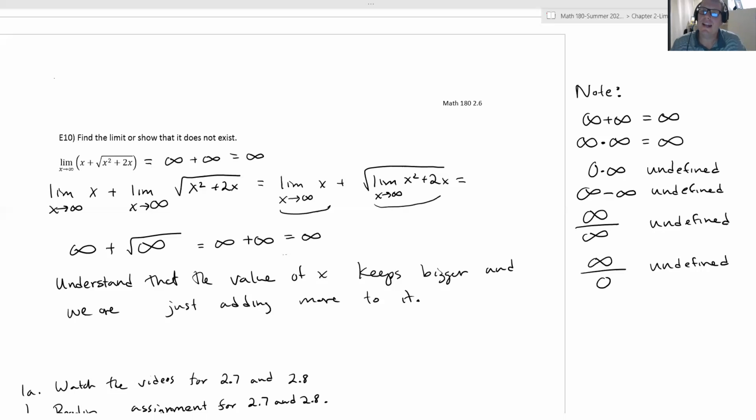Positive infinity times a negative infinity is also going to end up being undefined. That's problematic. And radical infinity, just infinity.